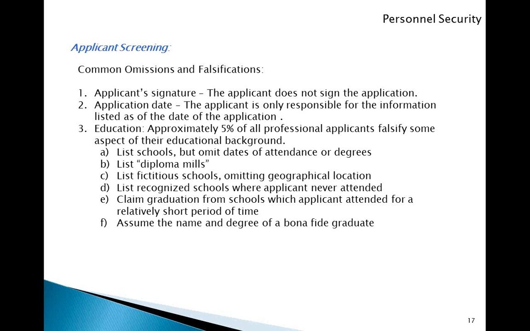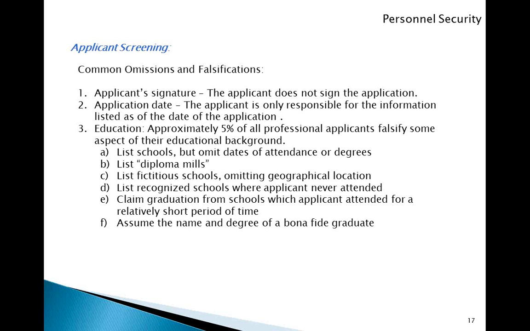Or they list diploma mills. You see them all the time on the late night TV show. We can get you a bachelor's degree in nuclear science. All you do is send in a box top and $2. So you want to be on the lookout for those types of things. Or they'll even make up schools and not even tell you where the schools are. University of Wiesbaden, somewhere in Europe, okay?